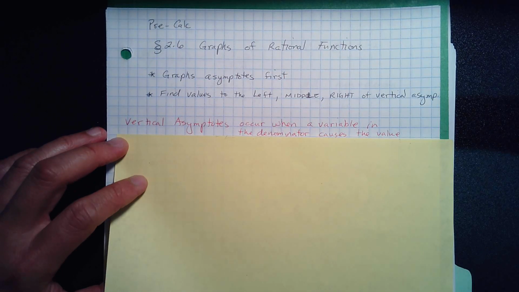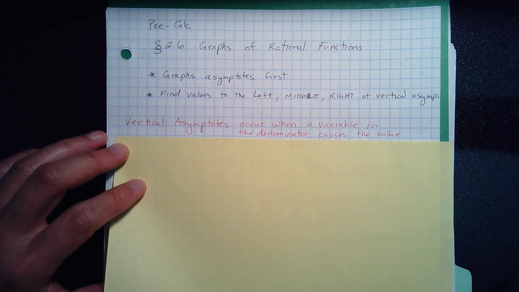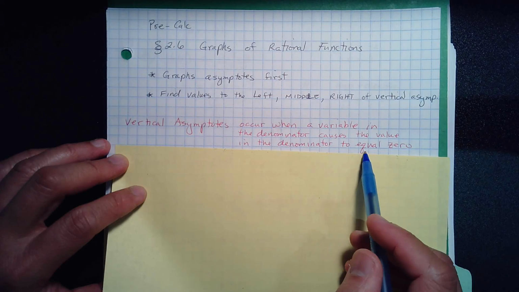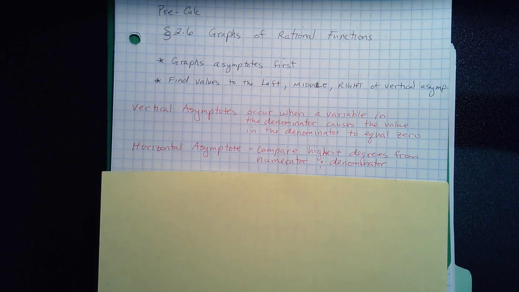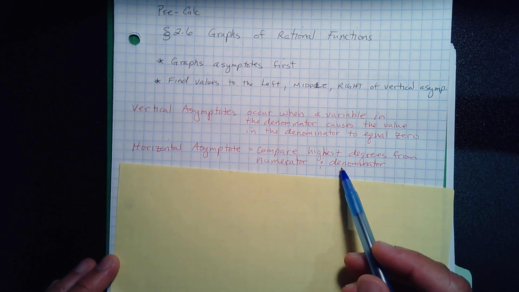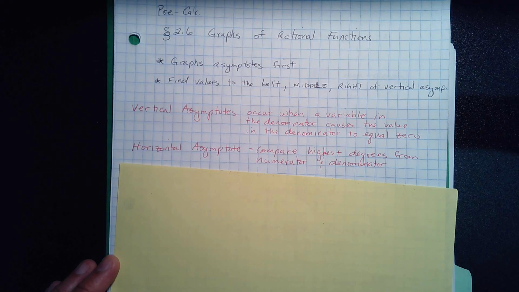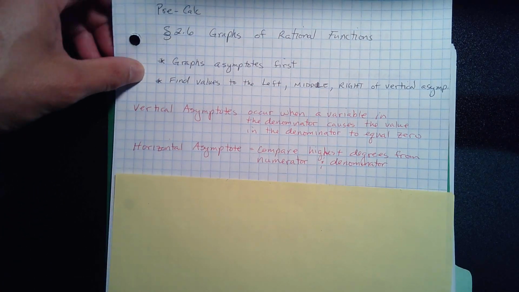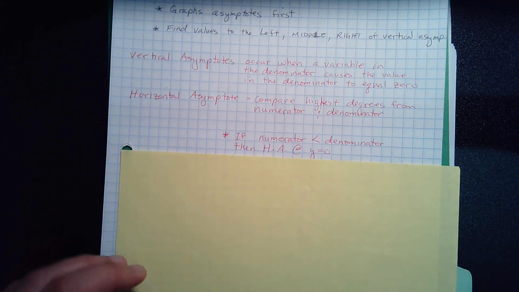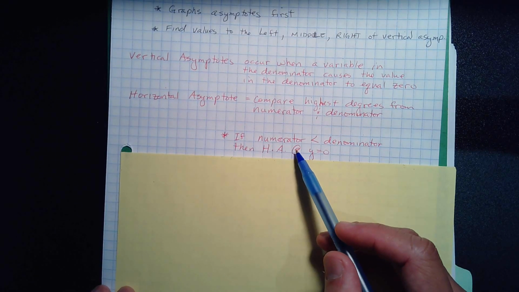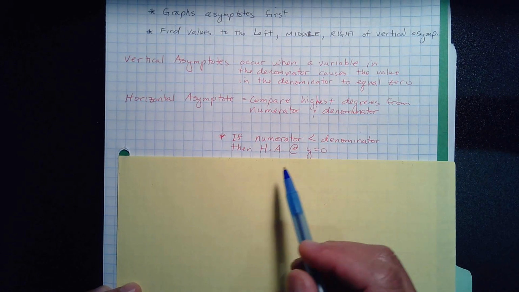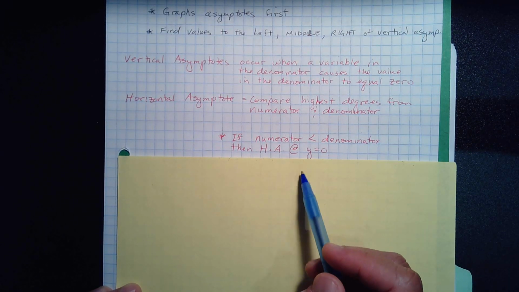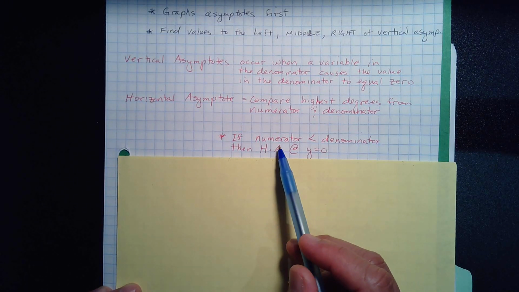Vertical asymptotes occur when a variable in the denominator causes the value in the denominator to equal 0. Horizontal asymptotes, you have to compare the highest degrees from numerator and denominator. So with a horizontal asymptote, if the highest degree in the numerator is less than the highest degree in the denominator, then the horizontal asymptote is at y equals 0. So again, when we're comparing numerator and denominator, we're talking about the highest degree.